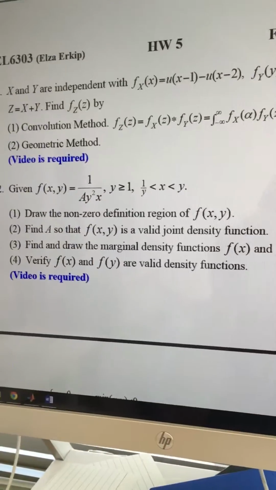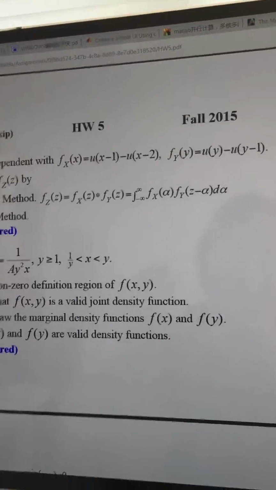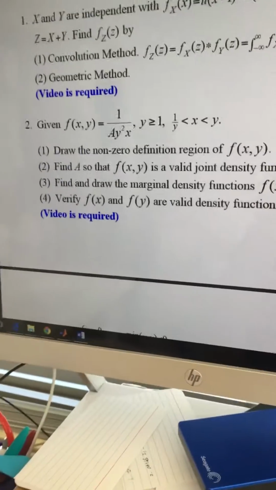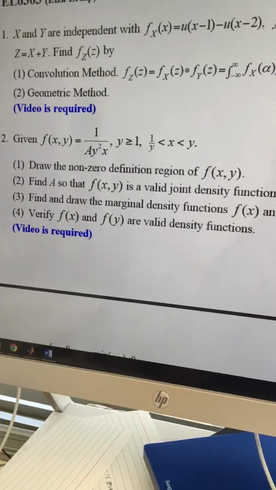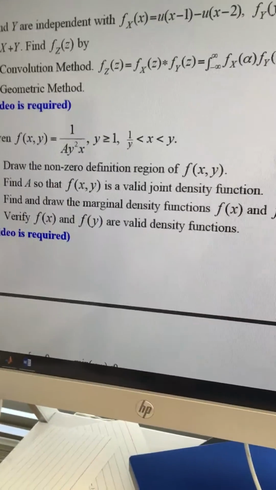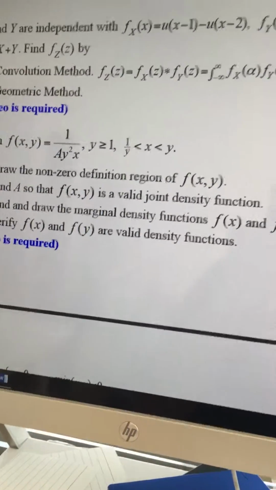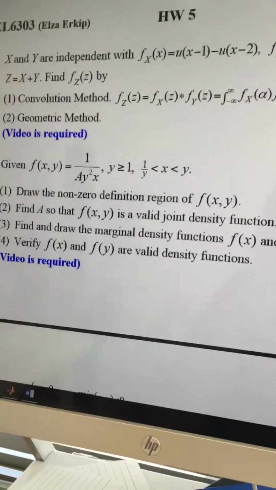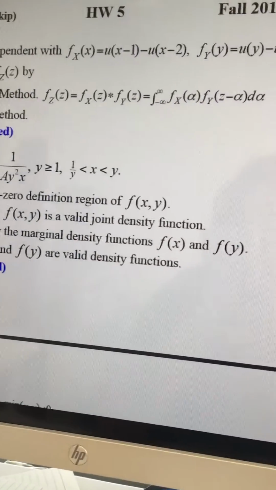The question 2 here asks, given the probability density function f(x,y), which contains two random variables. The form is 1 over a times y squared times x, when y is greater than or equal to 1, and x is in the interval of 1 over 2y to y.